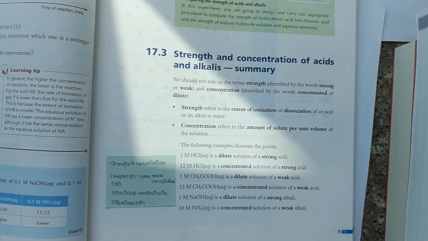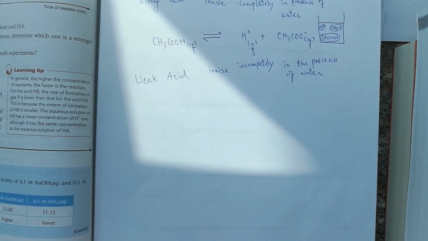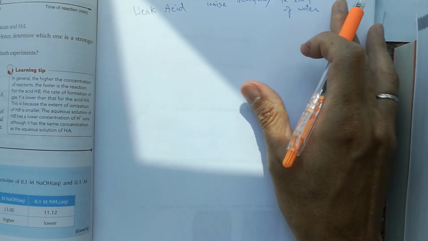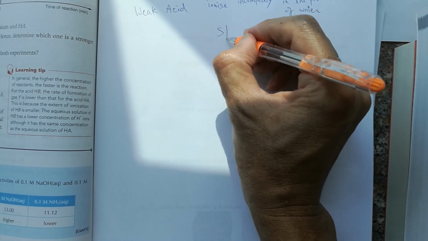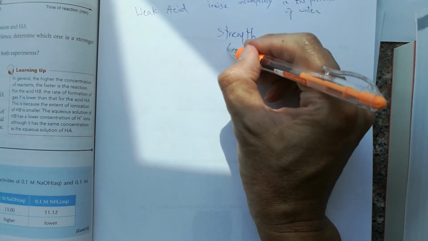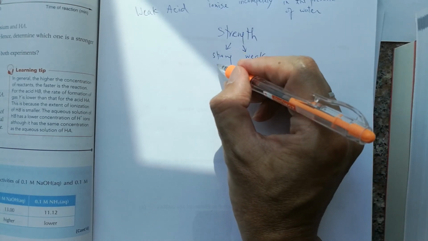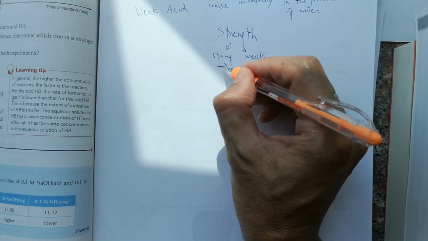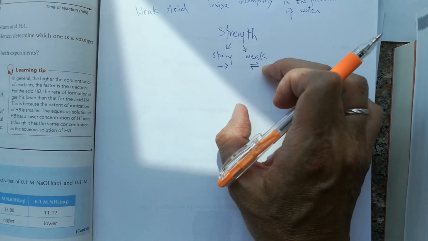Okay. Now we need to make a comparison. One word is called strength. It can be strong, it can be weak. For the strong acid or alkali, it completely ionizes or dissociates. For the weak acid or weak alkali, it is incompletely ionized.